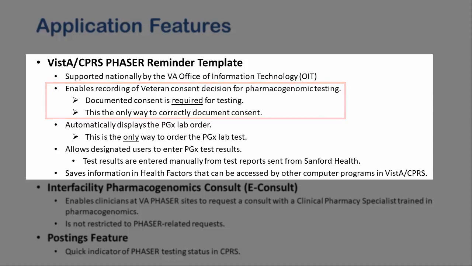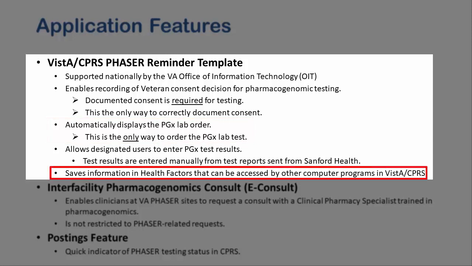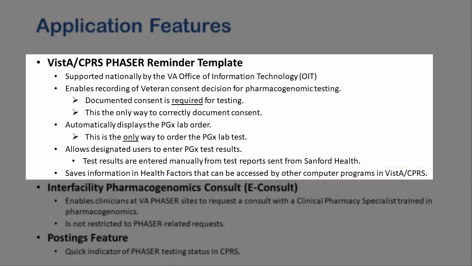When a veteran decides to have the test performed, the template automatically displays the lab order. This is the only way to order the PHASER test. Providers will not find it on their usual lab order menus. The template also stores information about the veteran's consent decision and test results using a special type of VistA data storage element called a health factor. Health factors can be accessed by other VistA programs to check the veteran's pharmacogenomic profile when prescribing a medication.